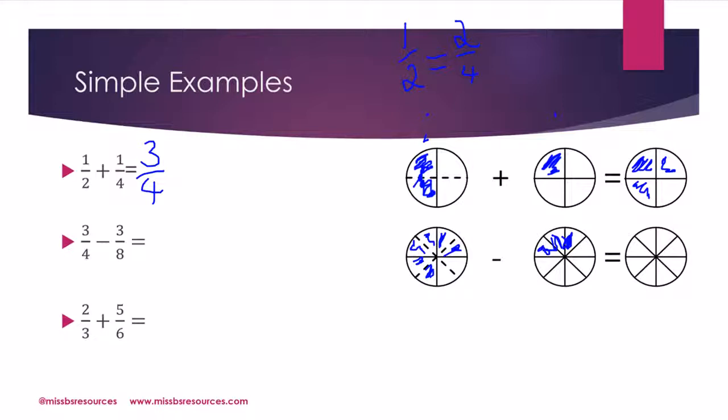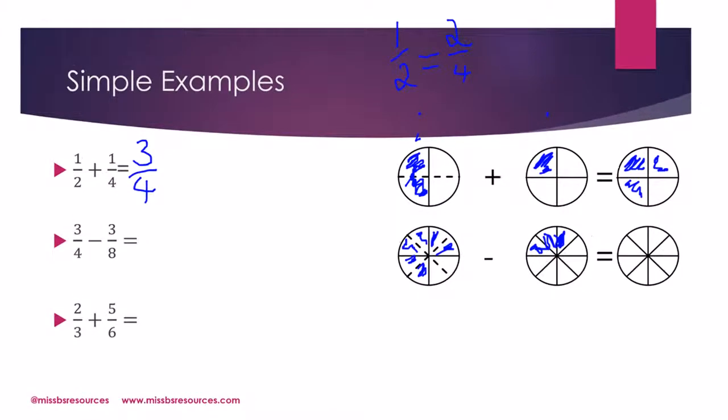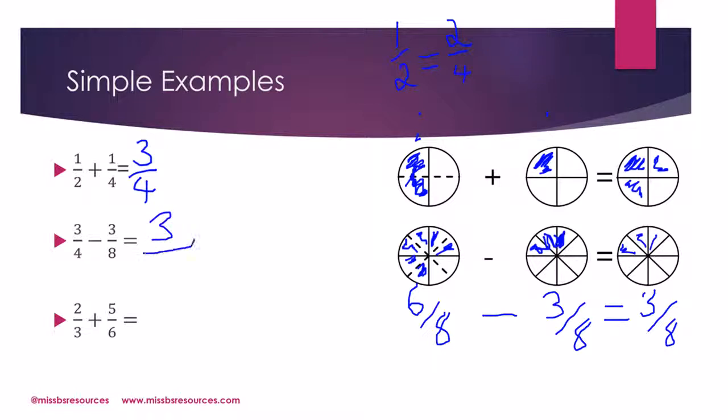So in this first diagram here, I actually have 3 quarters, which is the same as 6/8. And the second diagram, I've got 3/8. So 6/8 take away 3/8 leaves me with 3/8, 3 out of 8. Can you see how we could rewrite this sum so the denominator is the same? Now we can't add or subtract fractions when the denominator is not the same.